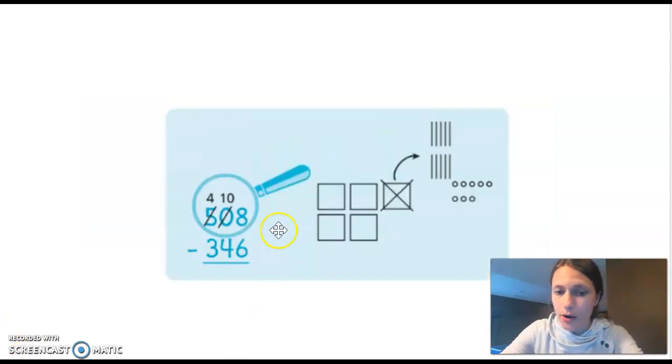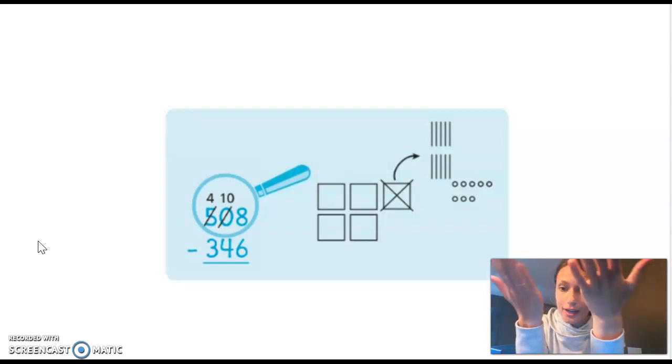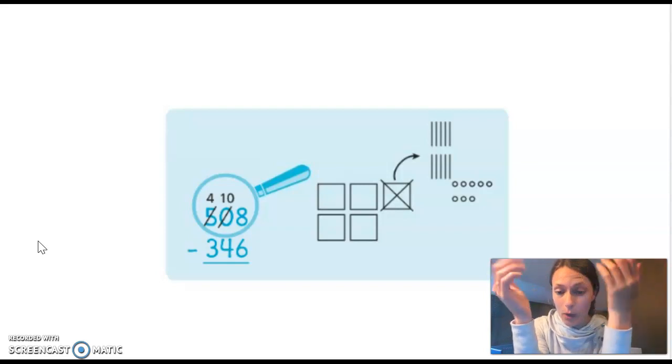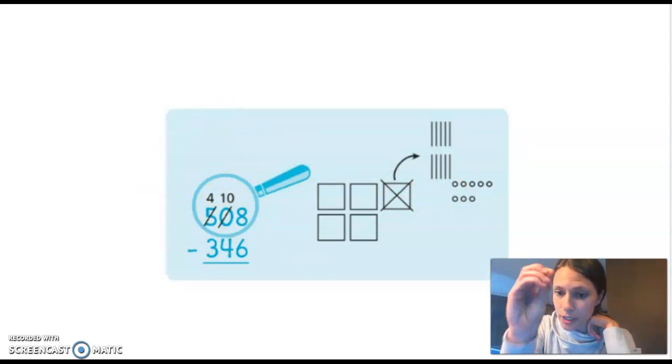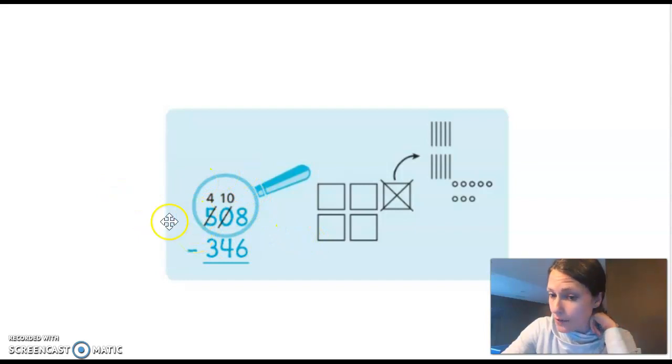Okay, so this is what you should have drawn in your notebook. I crossed off a 100 because I needed to ungroup it. And how many tens do I get from ungrouping that 100? 10 tens. So I showed right here my 10 tens from ungrouping that 100. Okay, so I showed it here up at the top. Notice my magnifying glass, it's zooming in on that total. Okay, the value does not change. This is still 508. Even though I crossed it off and it looks different, it's still 508.